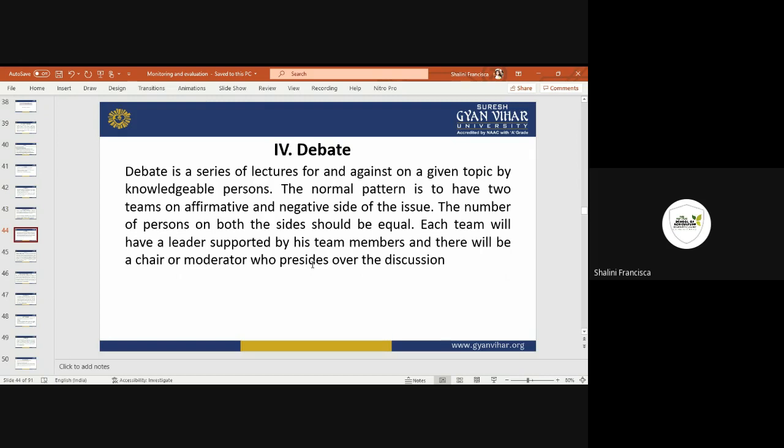Fourth part is debate. Debate is a series of lectures for and against on a given topic by knowledgeable persons. The normal pattern is to have two teams, on the affirmative and negative side of the issue. The number of persons on both sides should be equal. Each team will have a leader supported by his team members, and there will be a chair or moderator who presides over the discussion.